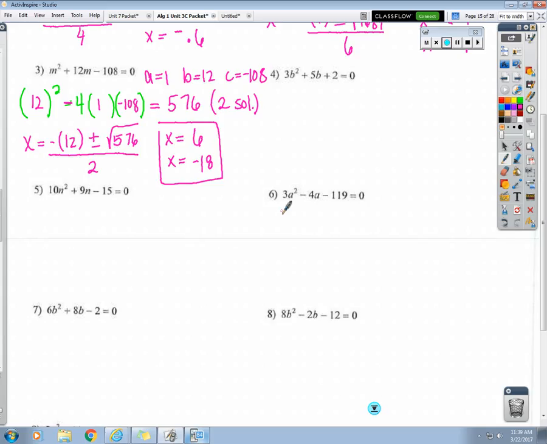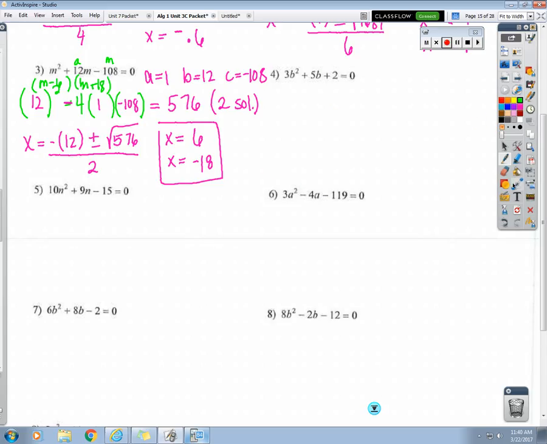I could have factored it. There were 2 numbers that would have multiplied to -108 and added to 12. The factors would have been m minus 6 and m plus 18. And then you would have just set them equal to 0, changed their sign, and been done. Because you need to practice quadratic formula regardless.